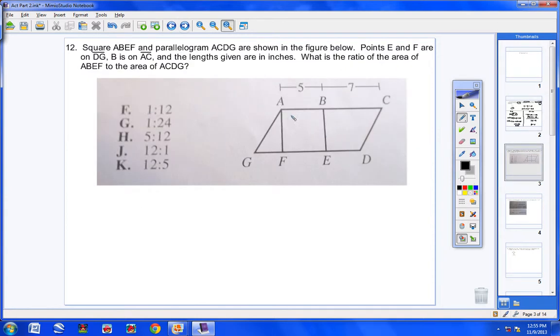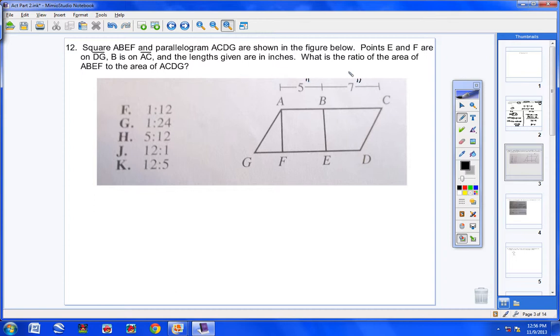Square ABEF, I'm going to highlight it for you, ABEF right there, and parallelogram ACDG, so there's your parallelogram, I highlighted it for you, are shown in the figure below. Points E and F are on DG, so this is all one line right here, which is pretty obvious. And B is on AC, which means this is one whole line here, which is pretty obvious. And the lengths given are in inches. So we have 5 inches here and 7 inches here.